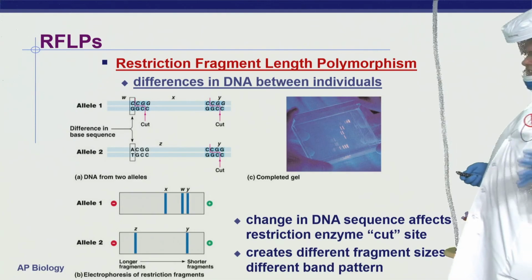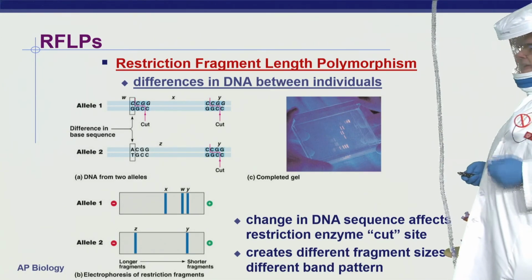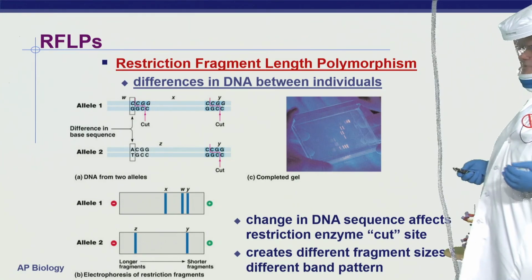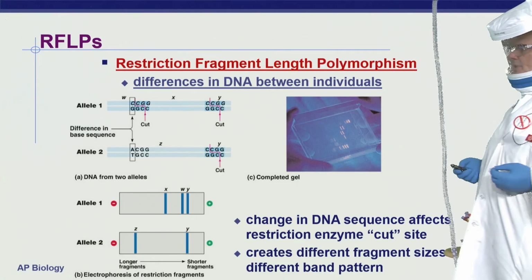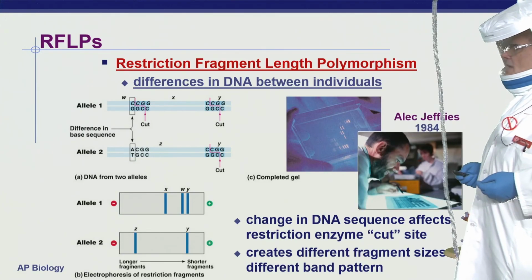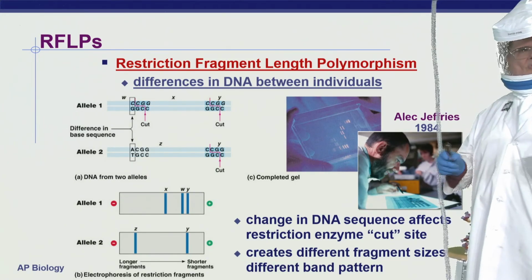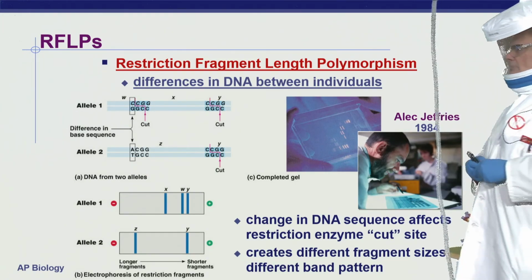So changes in the DNA sequence will affect where that cut occurs and give you different size pieces. You get a different band pattern. And there are people who spend a lot of time looking at those gels, matching them up.